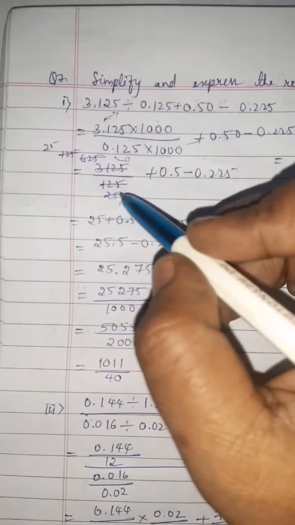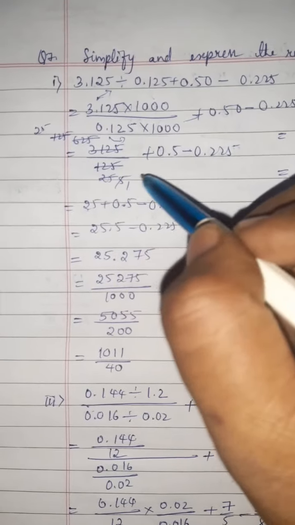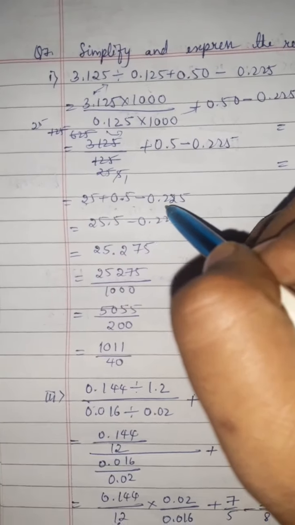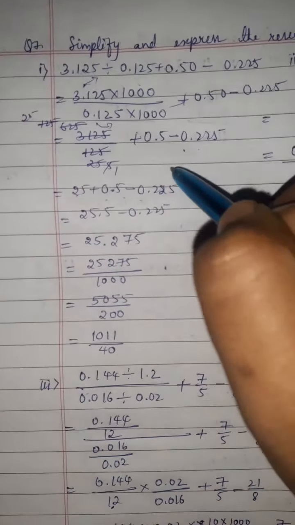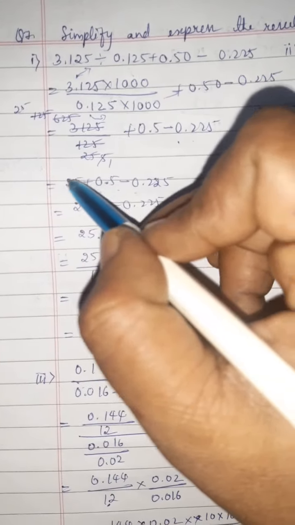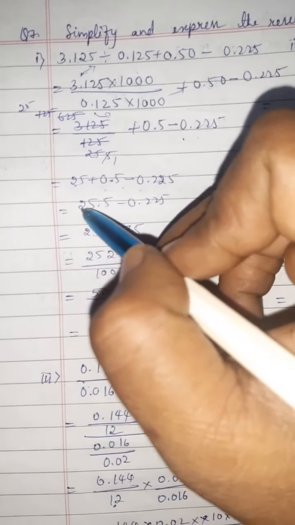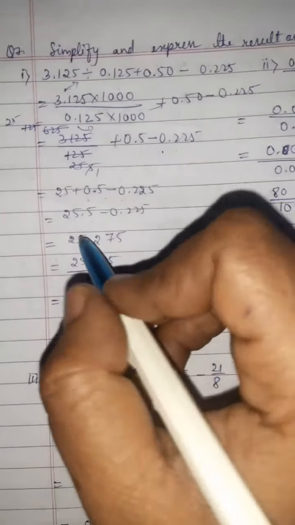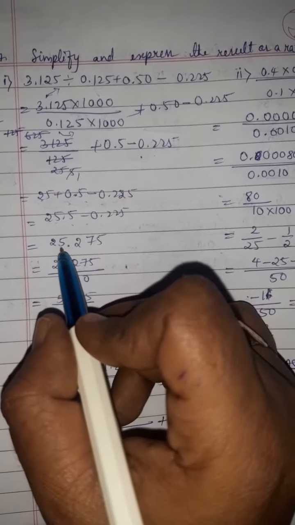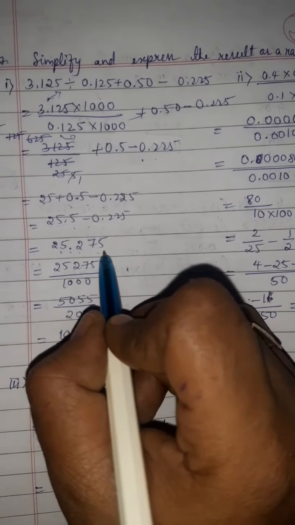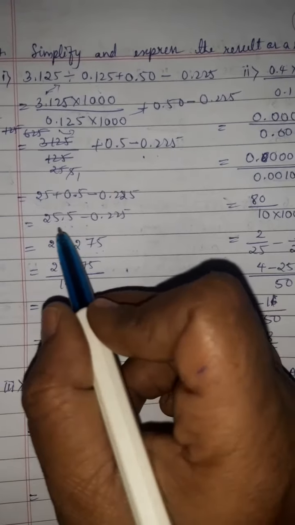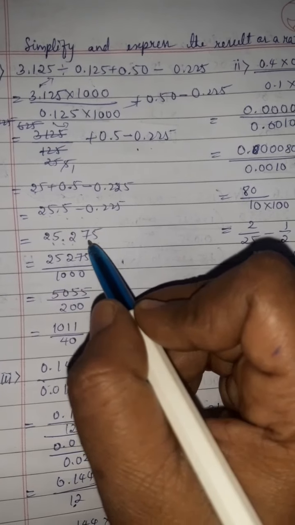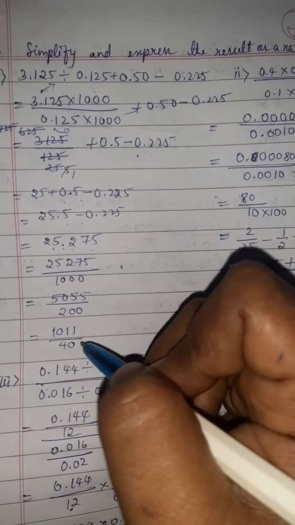Next, when we cancel, we get 25 plus 0.5 minus 0.225. According to the question, we are going to add first 25.5, we get minus 0.225. When we subtract, 25.275 is the answer, children. But this is in the decimal form. We are going to convert it into a rational number.